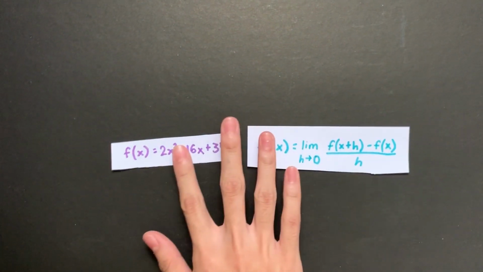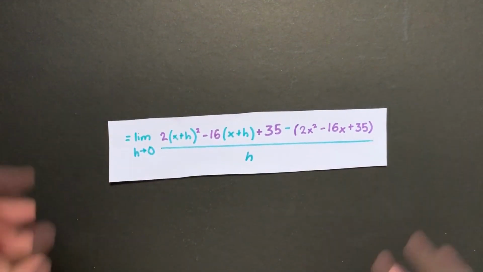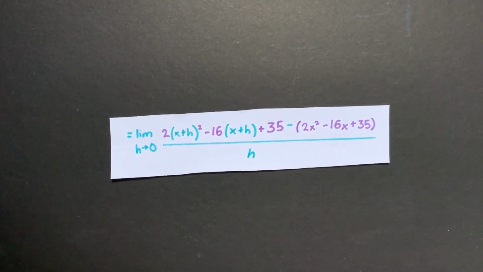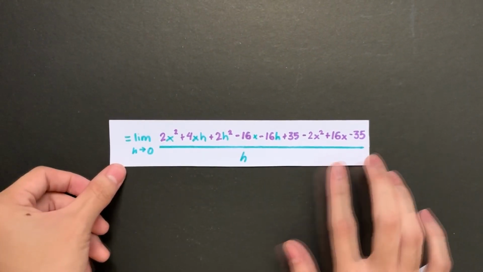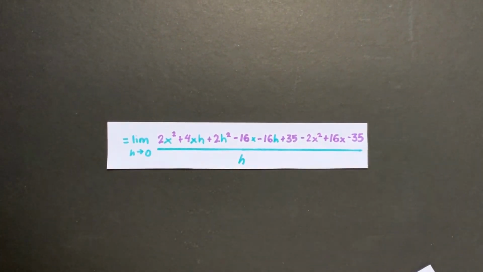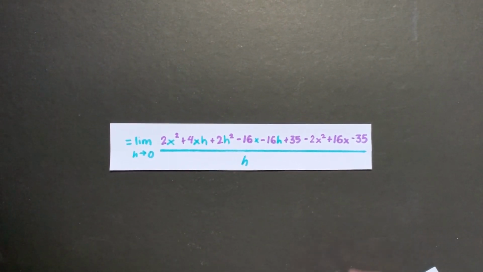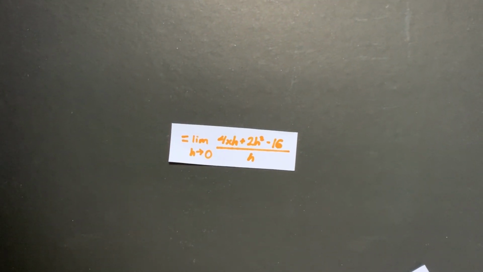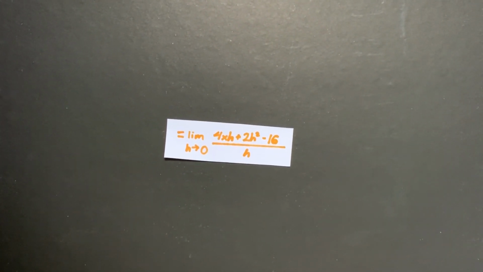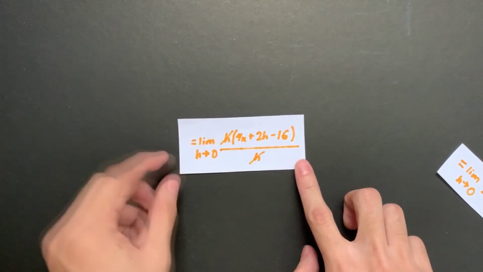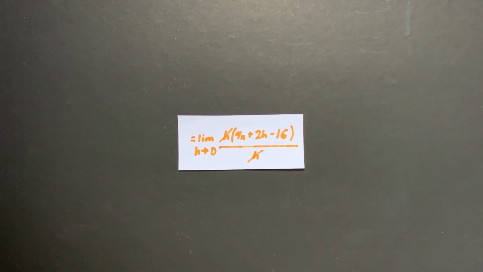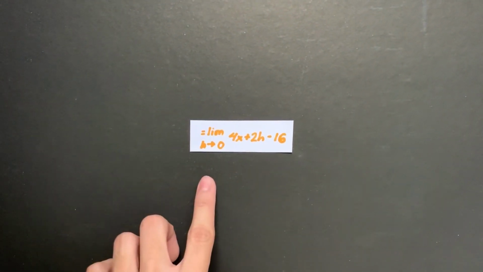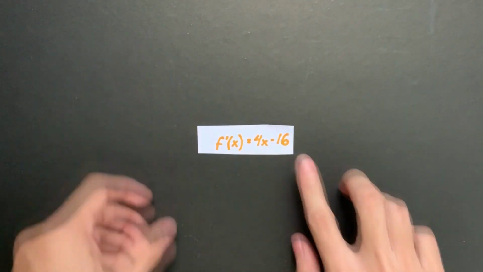First, plug in the function to the formula of the derivative of a function. After plugging in the function to the formula, multiply everything out and distribute the minus sign through the second term. So now we have 4xh plus 2h squared minus 16h over h. Next, factor out h of the numerator and cancel the h in the denominator. After that, compute the limit and we are left with 4x minus 16.